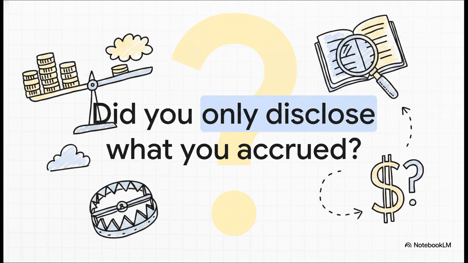Ask yourself this question whenever you're preparing or reviewing these statements. Did you only disclose what you accrued? Look, it's a completely natural instinct. As financial professionals, we're basically hardwired to focus on the concrete numbers, the liabilities that have a definitive journal entry and sit squarely on the balance sheet. But relying on that instinct right here will lead you straight into a trap.